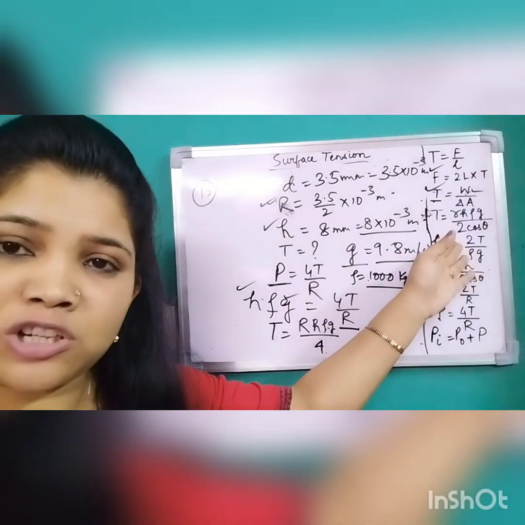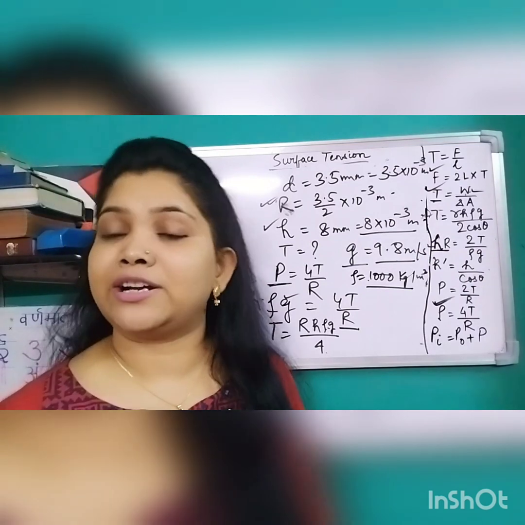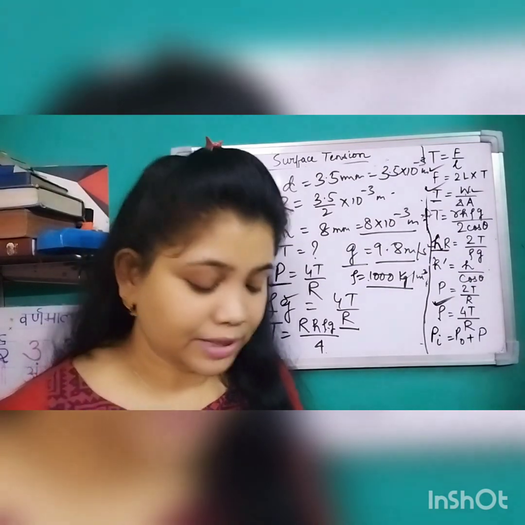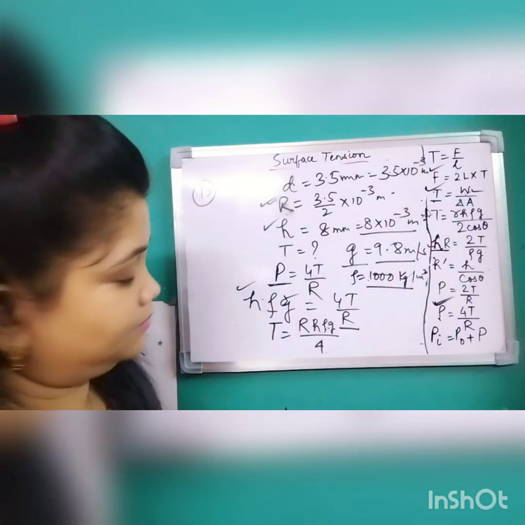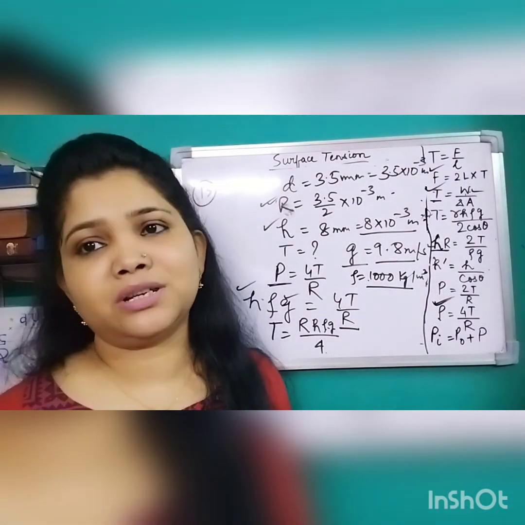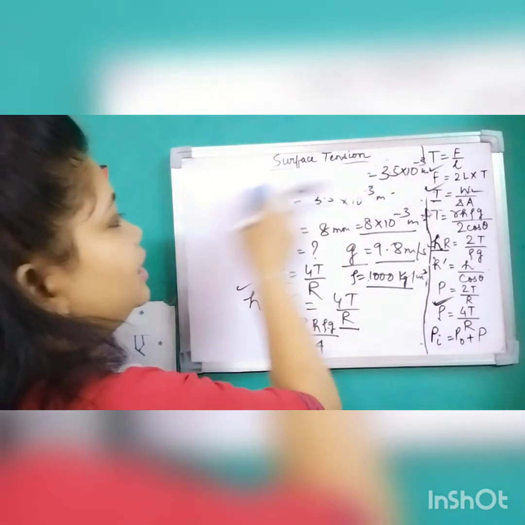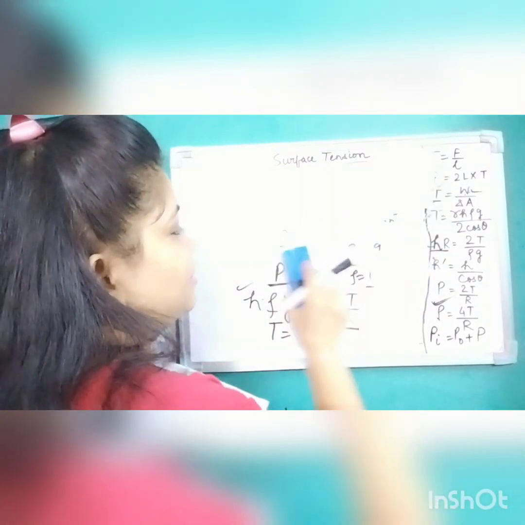You can use this formula also, or you can use the pressure formula and find out in terms of tension. Okay. Now, let's move to the next sum. So, you get the answer. Remember the unit will be Newton per meter. Now, let us move to sum number 14. Let's see what sum number 14 is.